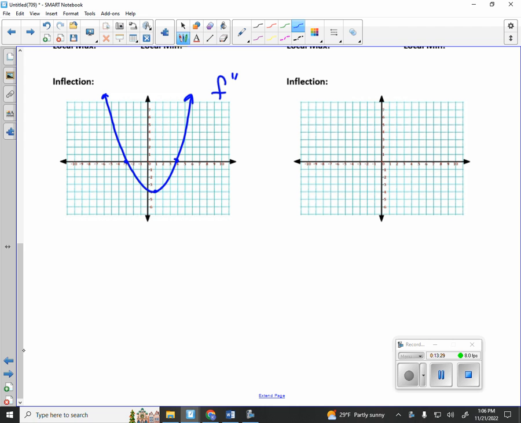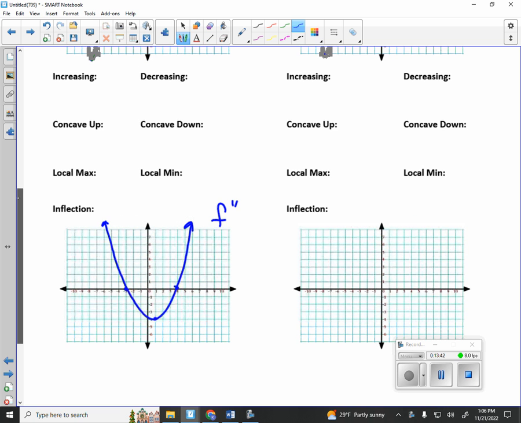And we're going to talk about F double prime. I've now given you the graph of F double prime. That's the only thing that we have. We don't have F prime. We don't have the original function. Does F double prime tell us about increasing and decreasing? So we can't learn anything about those.